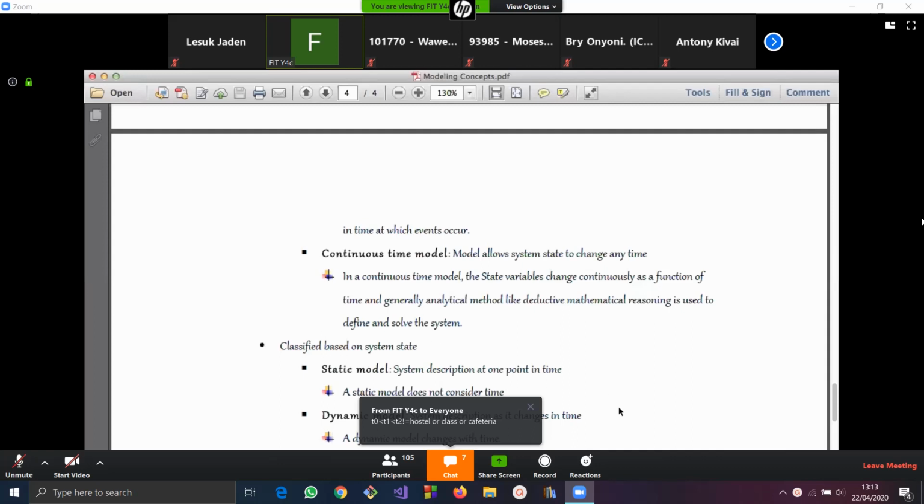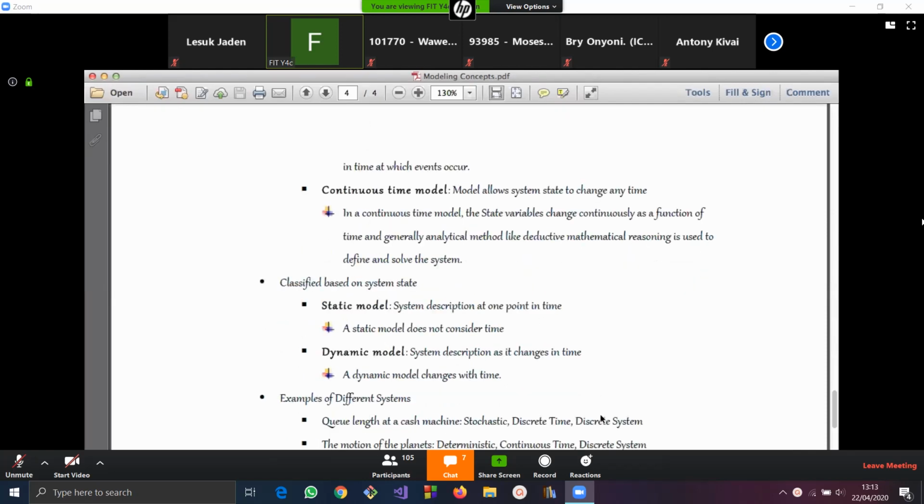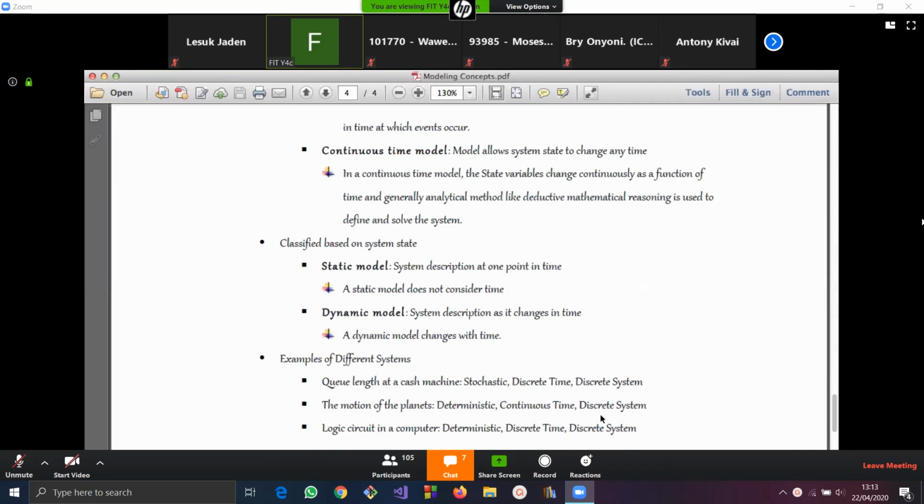It means as time changes, the state changes. That's what dynamic means. System description as it changes in time. Dynamic model changes with time. And that's why I'm saying T naught is smaller than T1, and therefore is not equal to being in hostel, nor is it equal to class. It all depends on a number of things. But there is an example here of other systems that you can look at.